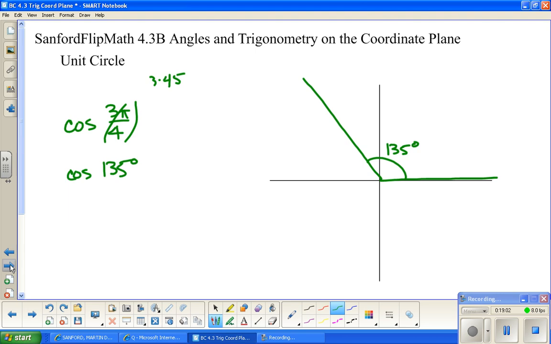And the problem here is, where's the rest of the information, right? I know the angle, and I know I could type this into my calculator. My calculator is going to say something like 0.707, well, negative 0.707. The problem with this is that's rounded, and I don't want to round.